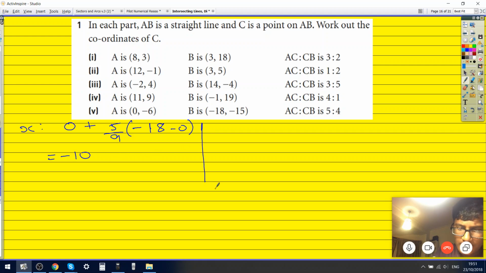Okay, the x coordinate is minus 10. The y coordinate is minus 6 plus 5 over 9 times minus 15 minus 6. That's minus 6 plus 5 over 9 times minus 21. Yeah, 21, so that is minus 53 over 3.